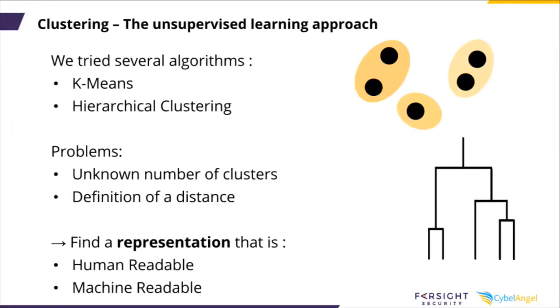We tried k-means, we tried hierarchical clustering, but we quickly faced tough problems. The first one was, how do you define a distance? How do you define a distance between two phone numbers, between two Google Analytics IDs? That's very tough. And secondly, we did not know in advance how many clusters we were expecting, and that's a big problem for k-means. So we looked for another representation of our data that would be more human-friendly and more machine-friendly, because we need to run algorithms on this data.